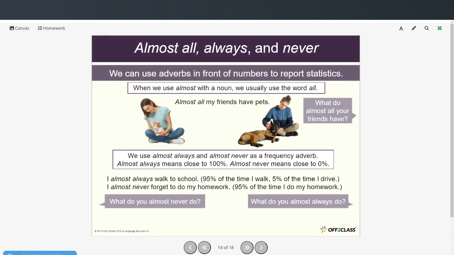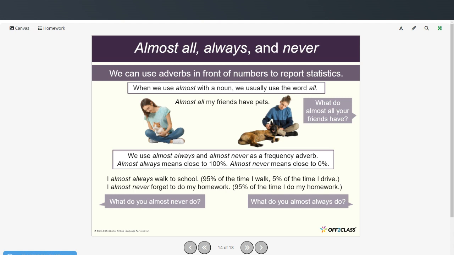So almost all, always, and never. When we use almost with a noun, we usually use the word all. Almost all my friends have pets. We use almost always and almost never as a frequency adverb. Almost always means close to 100%, and almost never means close to 0%.